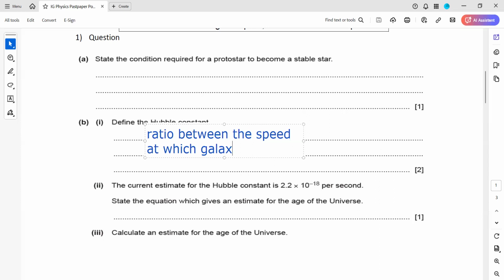Genuinely, I wrote this, like I don't know. And the distance of the galaxy.